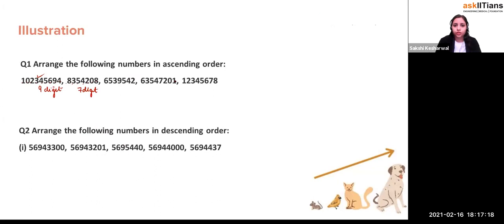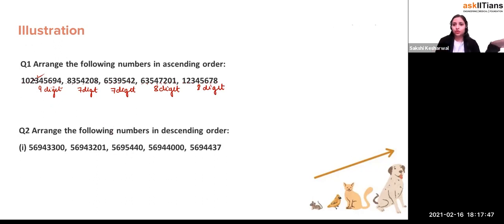Now, this one is going to be what? 1, 2, 3, 4, 5, 6, 7. Wait, 1, 2, 3, 4, 5, 6, 7, 8. Yeah, this is 8 digit, right? Count this: 1, 2, 3, 4, 5, 6, 7. This is again a 7 digit, right? And this one is 1, 2, 3, 4, 5, 6, 7, 8. This is 8 digit. So now we have got how many digits there are.